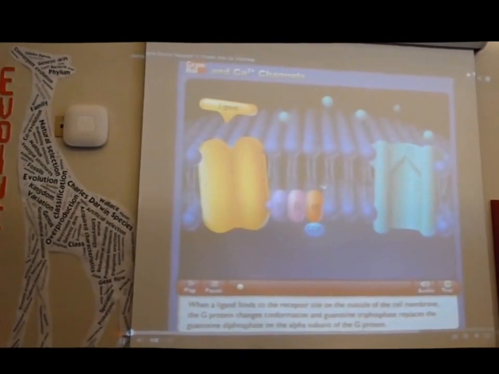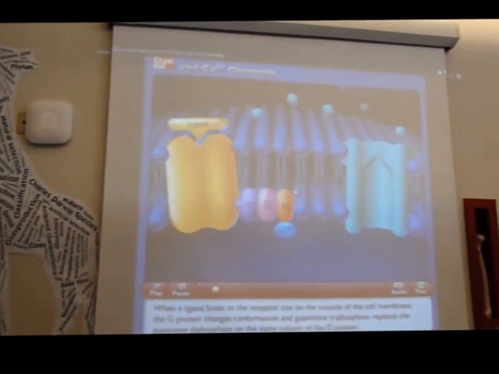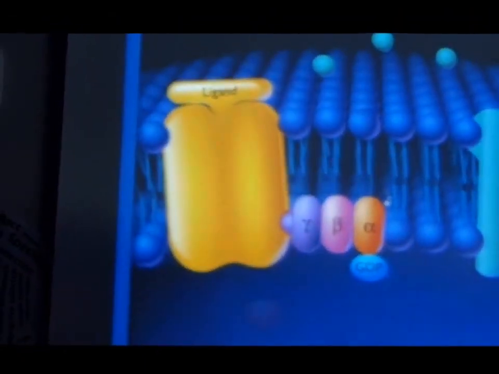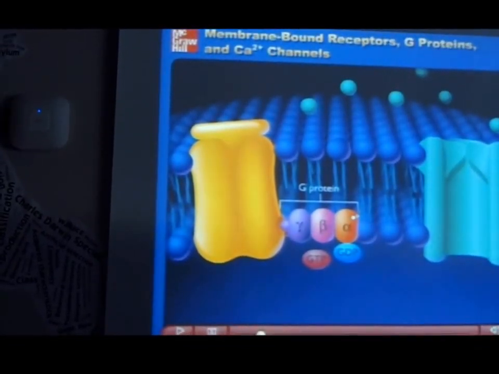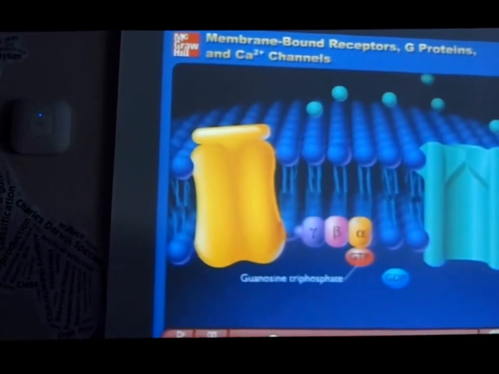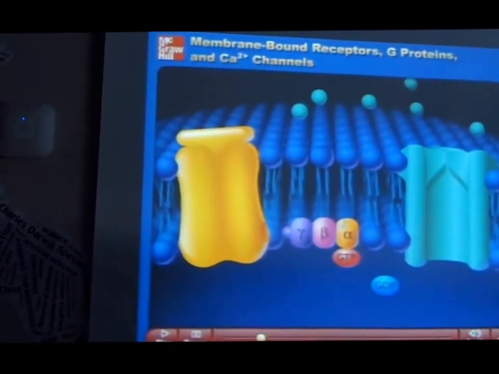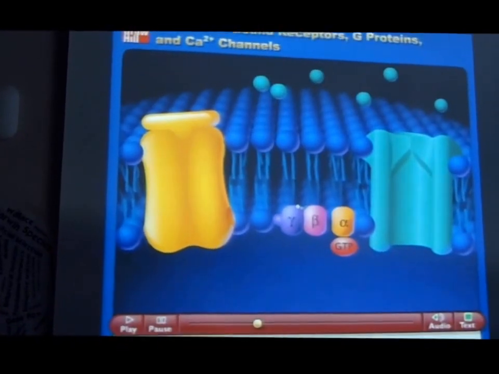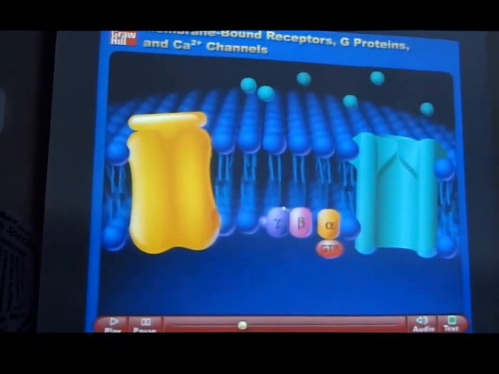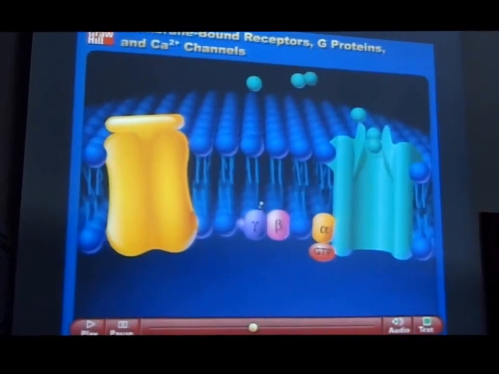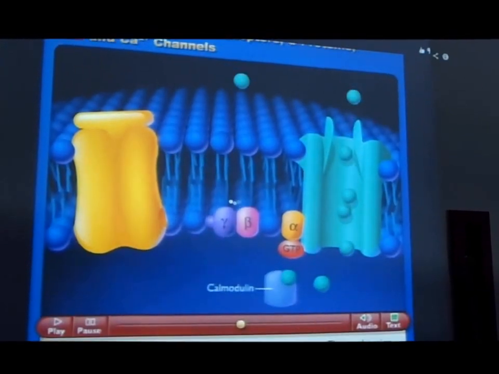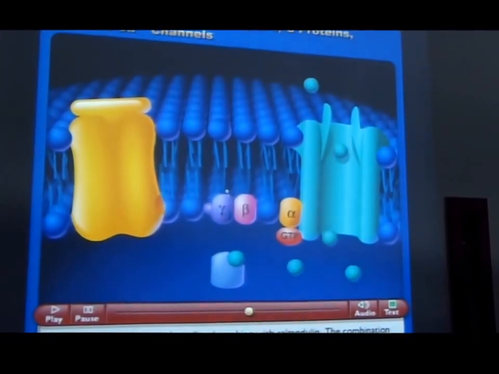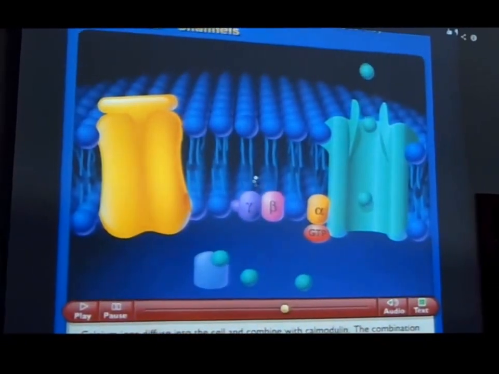The receptor site on the outside of the cell membrane, the G protein changes conformation, and guanosine triphosphate replaces the guanosine diphosphate on the alpha subunit of the G protein. The activated alpha subunit then separates from the beta and gamma subunits. The alpha subunit, with guanosine triphosphate attached, binds to the calcium ion channel, causing the calcium ion channel to open. Calcium ions diffuse into the cell and combine with calmodulin. The combination of calmodulin and calcium produces the response of the cell to the ligand.